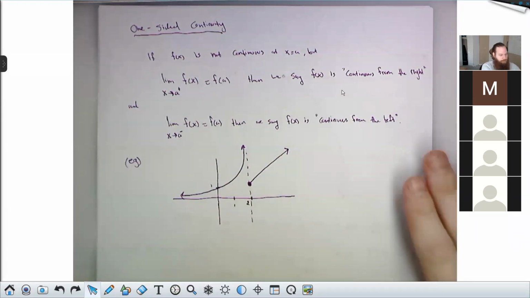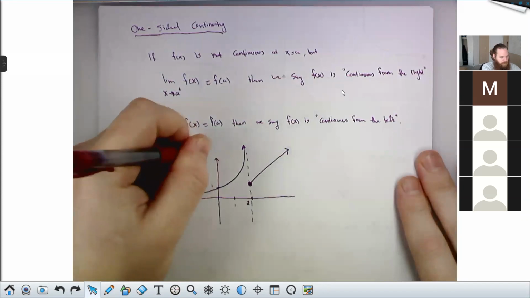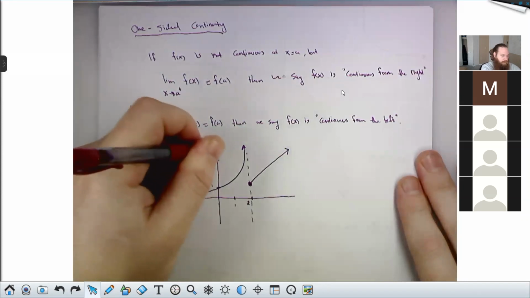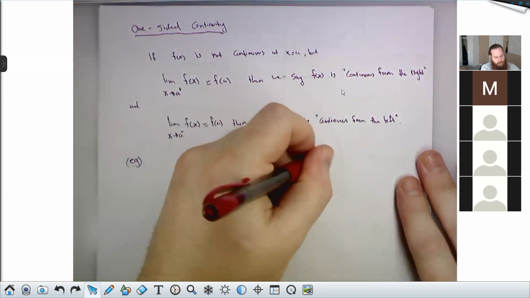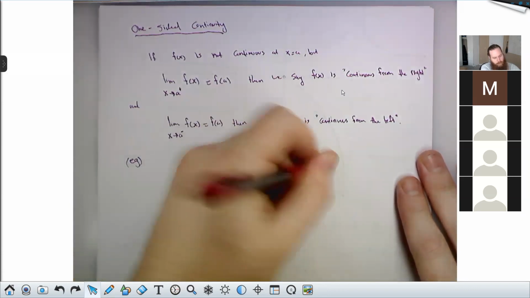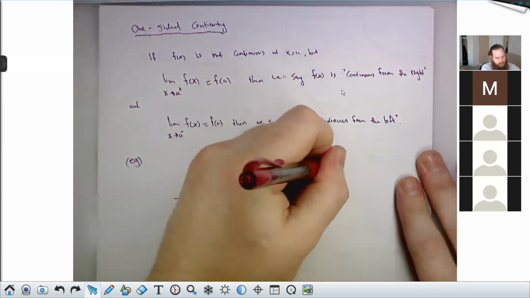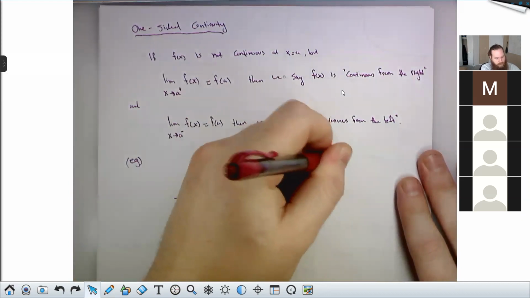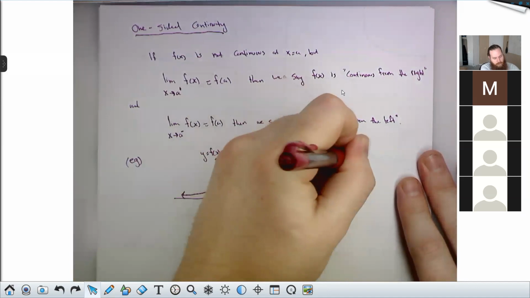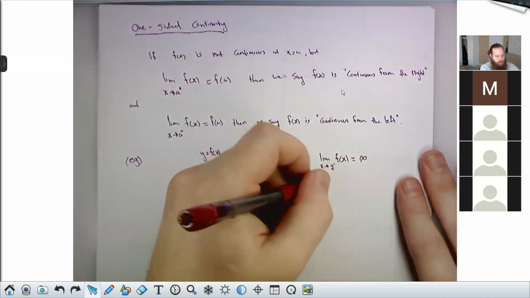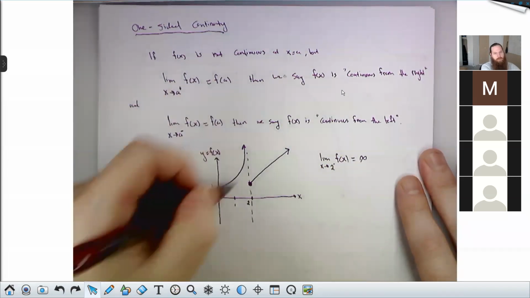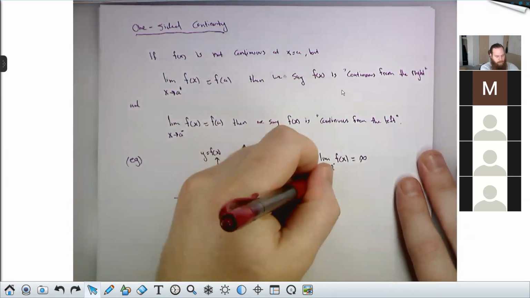So here, if this is the graph y equals f of x, the limit as x approaches 2 from the left of f of x is equal to infinity. And so I would say that there's an infinite discontinuity here.